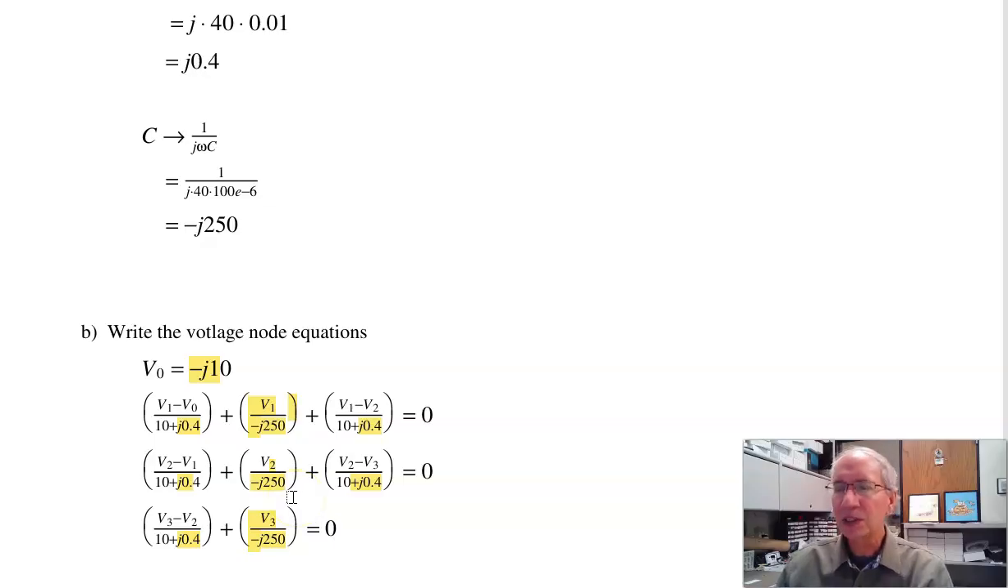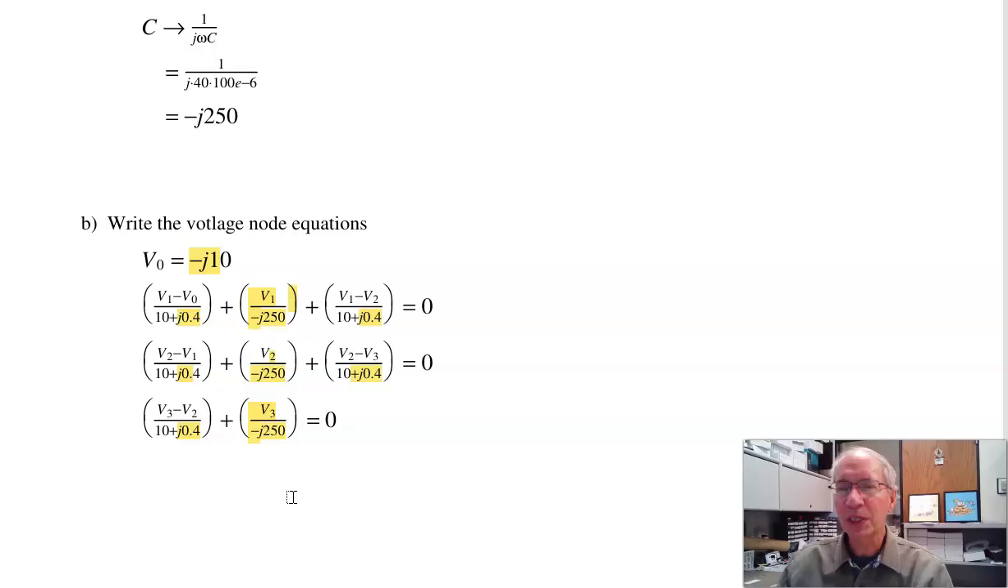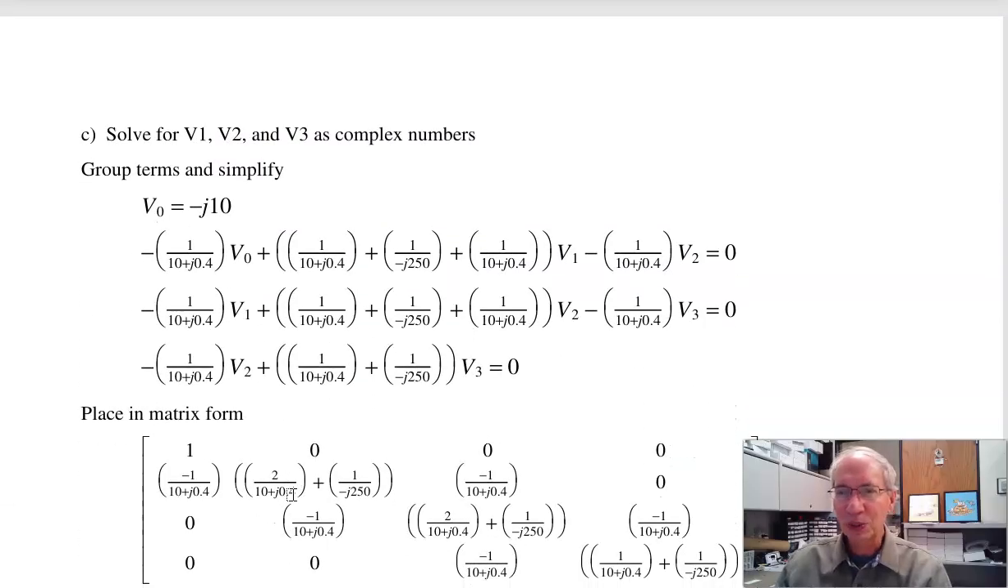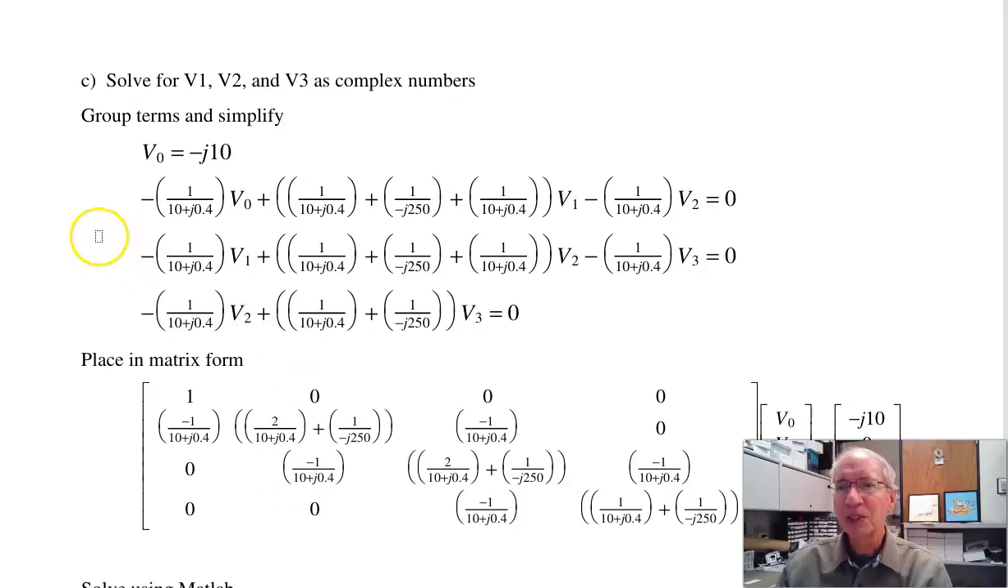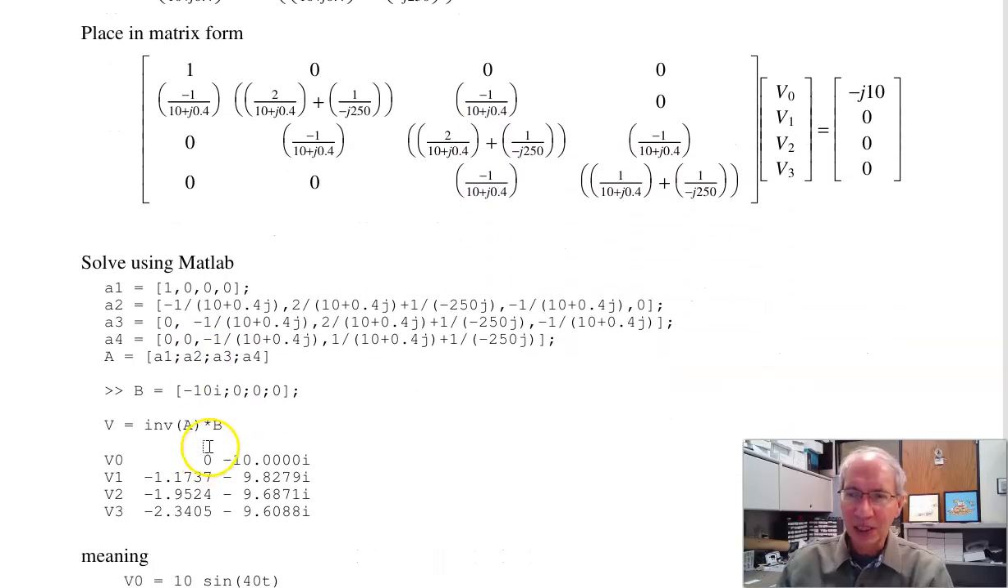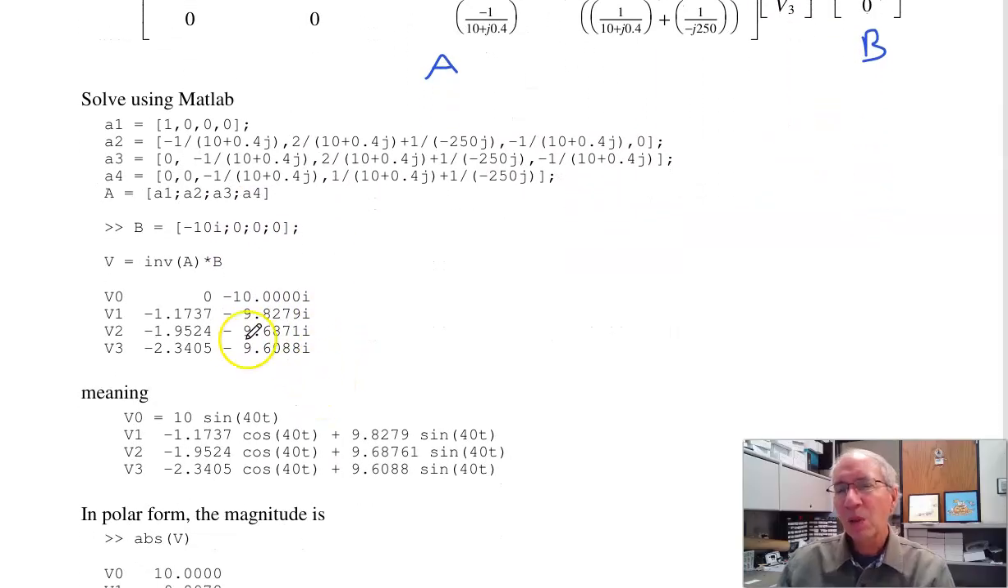Now to solve, this is where you really need Matlab. I've got 4 equations, 4 unknowns, but they're complex numbers. So it really helps to have Matlab. So group the terms, throw it in matrix form, throw it in Matlab, and then solve. Here's A, here's B. The voltage is inverse of A times B. What that means is the real part's cosine, minus j is sine.